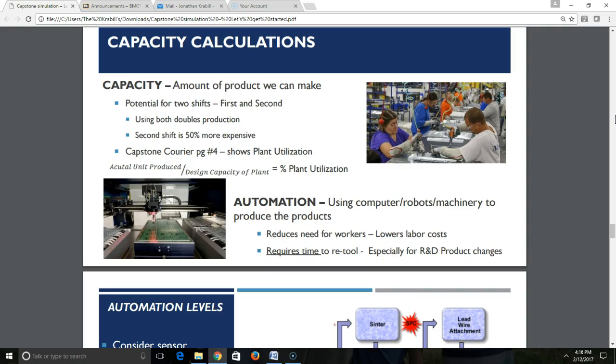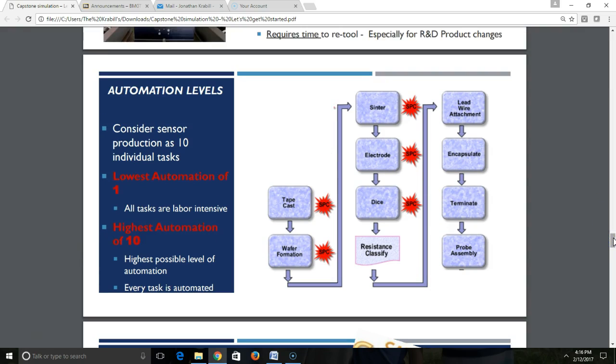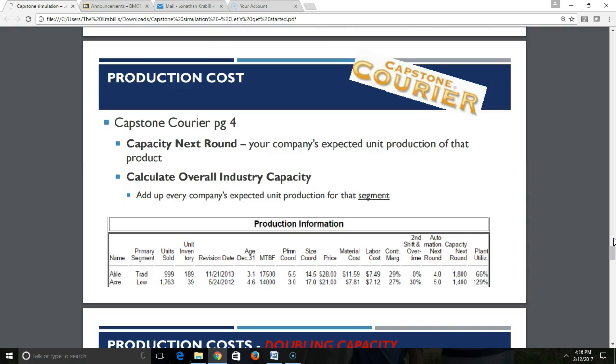From an automation standpoint, obviously it reduces the need for workers. However, it does require time to go through that automation process. So if you choose to re-automate or automate your facilities, you will have to spend time and money in the form of a round, and you may not get as much production out of that initial round. Consider it just on a sliding scale, right? The lowest automation is going to be a number 1. The highest automation is going to be a number 10. And you can kind of see where you fall along that continuum.